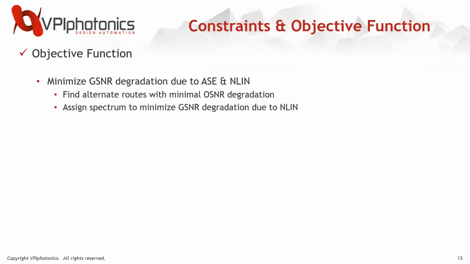The target of our algorithm is the minimization of GSNR degradation introduced by reconfigured lightpaths under the constraints and model assumptions discussed before. In other words, we select the route and allocate frequencies that minimize the GSNR degradation due to amplifier noise and cross-channel interference.